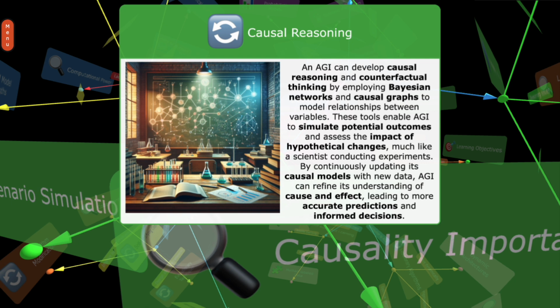An AGI could develop causal reasoning and counterfactual thinking by employing Bayesian networks and causal graphs to model relationships between variables. These tools enable AGI to simulate potential outcomes and assess the impact of hypothetical changes, much like a scientist conducting experiments. By continuously updating its causal models with new data, AGI can refine its understanding of cause and effect, leading to more accurate predictions and informed decisions.